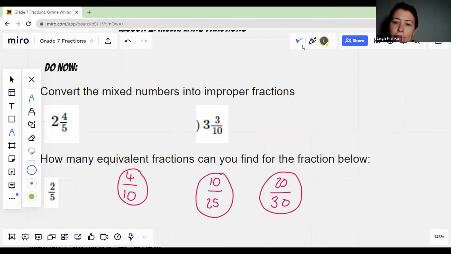Jacob, can you hear me? Maybe Jacob can't hear what I'm saying. All right. What about you, Baja? What did you get for 2 and 4 over 5?